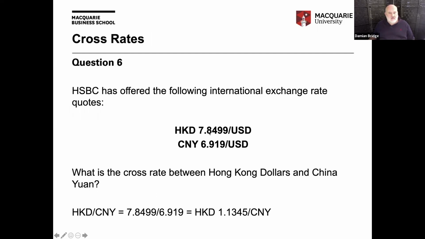To do this, we have to use a little bit of currency algebra, but we would divide 7.8499 by 6.919, and that would tell us the exchange rate between Hong Kong and the Chinese currency is 1.13. And that makes sense that it's 1.13 because per US dollar, we're getting more Hong Kong dollars than we are Chinese yuan.